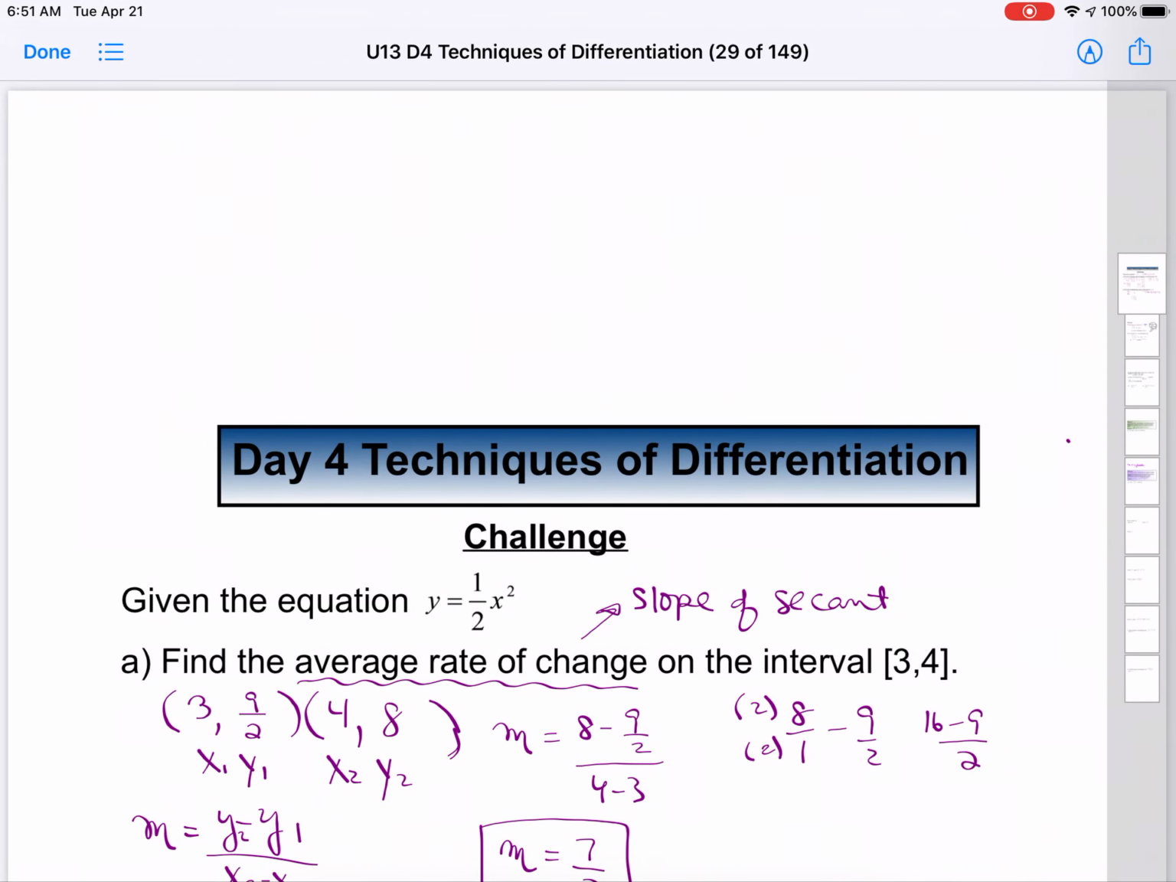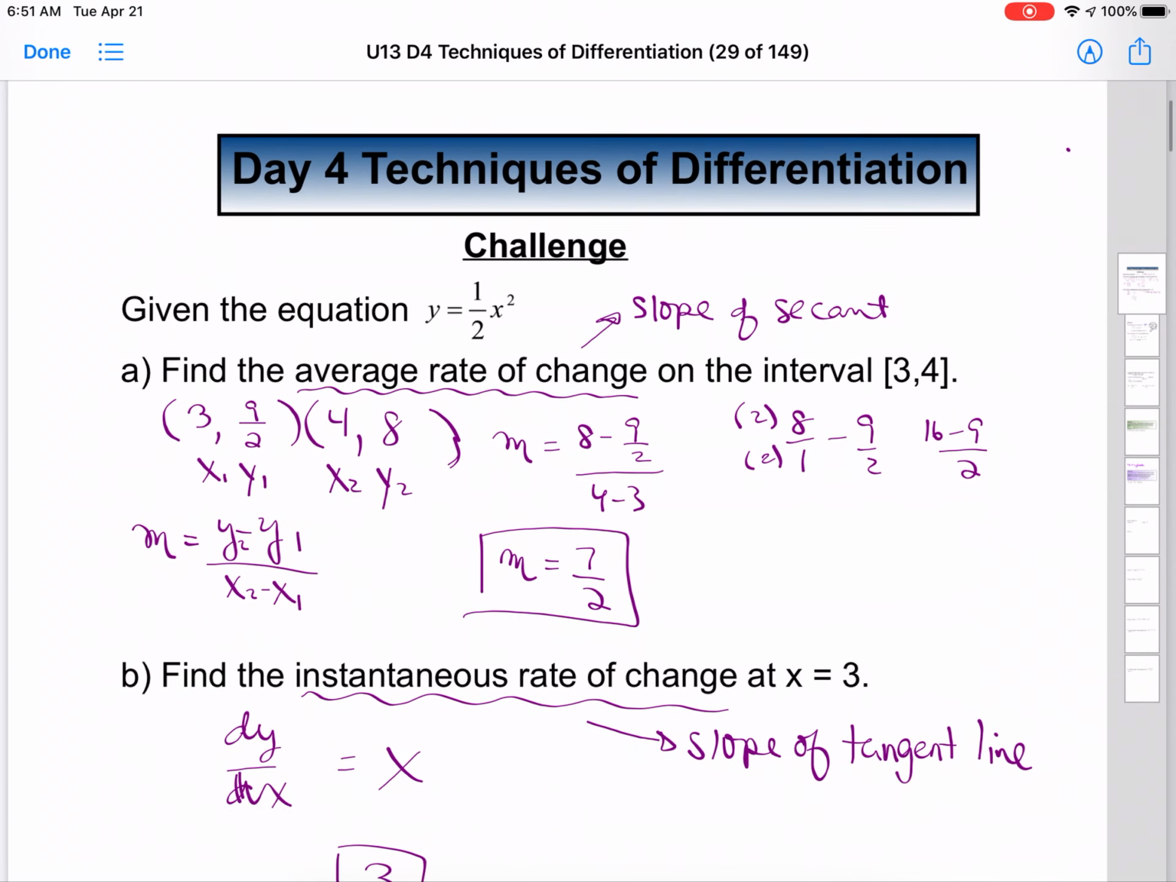Hi guys, all right, so here's day 4, techniques of differentiation. Okay, so I do have a challenge there for you guys to do. I know the work is already there, so you still could try and make sure you understand it.